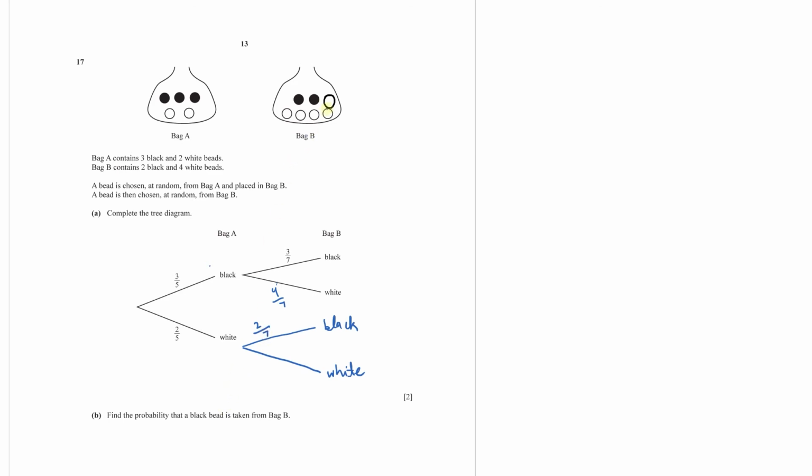And what is the probability of choosing white? You have 1, 2, 3, 4, 5 whites, and then again total 7. So your probability of choosing a white is now 5 by 7.